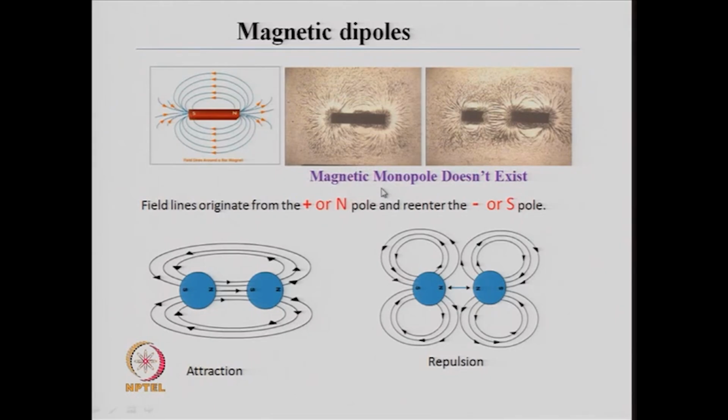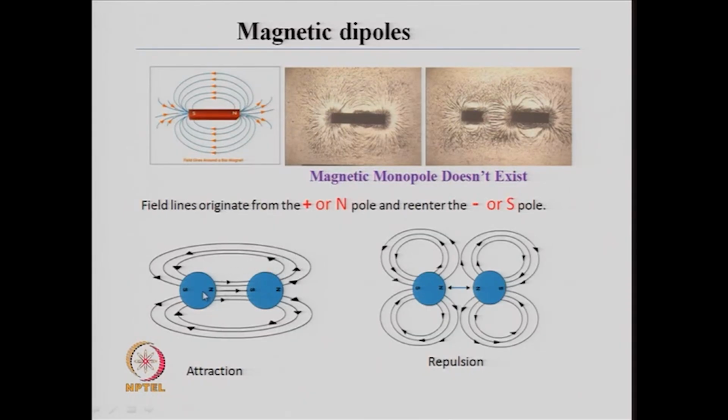You can have an electric charge as a plus or a minus charge separately. However, in magnetism there is no existence of a magnetic monopole. You will always have a north and south together in whichever magnetic system you discuss. So, that is the difference between magnetic dipoles and electric dipoles.